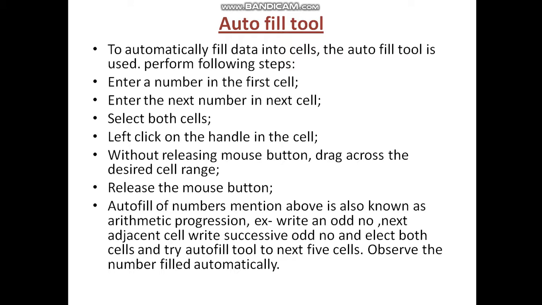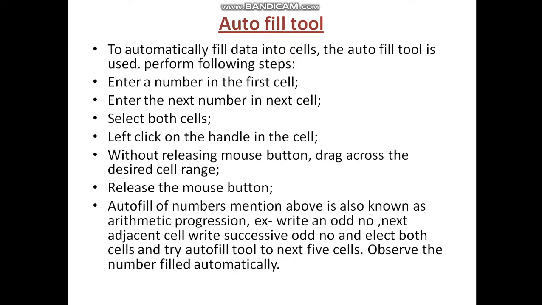To automatically fill data into cells, the autofill tool is used. Perform the following steps. First of all, enter a number in the first cell, enter the next number in the next cell, select both cells, left click on the handle in the cell, without releasing the mouse button, drag across the desired cell range, release the mouse button. Autofill of numbers mentioned above is also known as arithmetic progression.